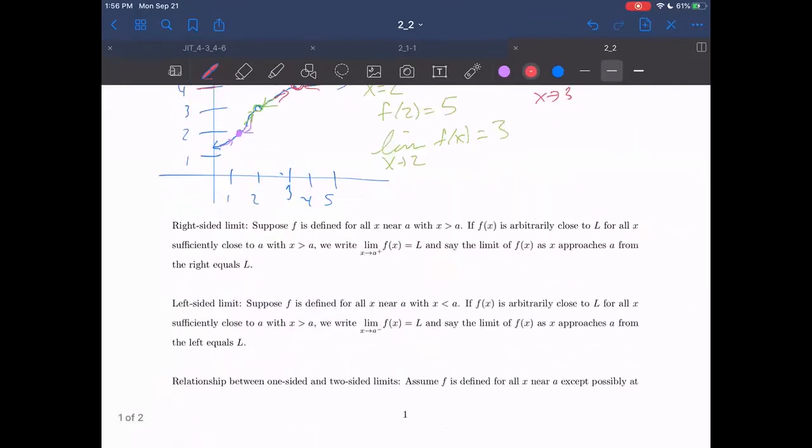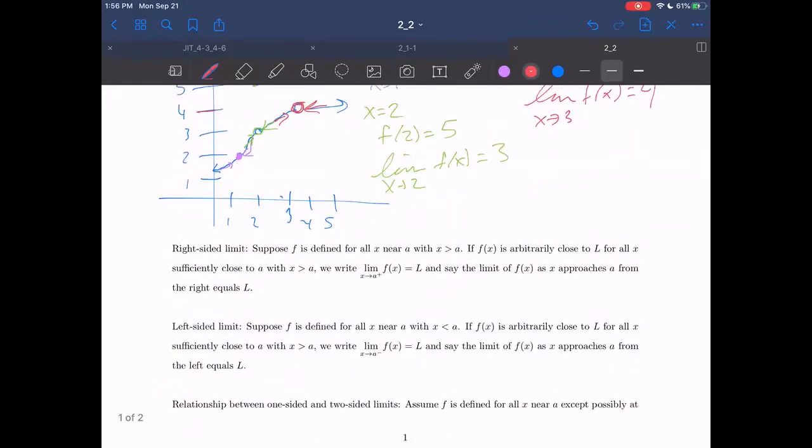And so a right-sided limit is that, say we've got some function f defined for all x near a point a, and we want x to be greater than a. So we're looking for all the values of x. Let's say 3 was our x value. We're looking at all the x values greater than 3, on the right side of 3. We can write the limit as x approaches a plus. That little plus just means we're coming from the right side and looking at all the values greater than a, whatever that a is.